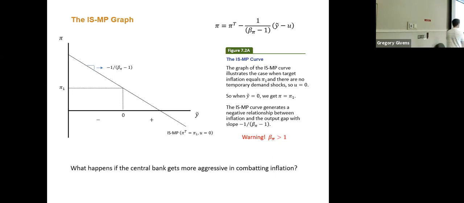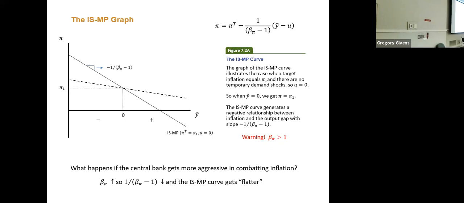Okay, let me ask you another question related to this. What happens if the central bank gets extremely aggressive in combating inflation? In other words, beta pi is a large number. What happens to the IS-MP schedule if beta pi goes from, let's say, 1.5 to 1.5 million? Levi? If beta pi gets to a really large number, then this slope term basically goes to 0, right? And so the IS-MP curve is going to start to get flatter, right?